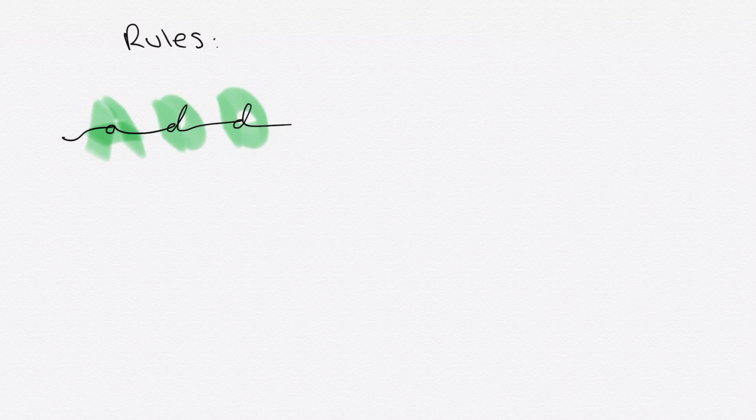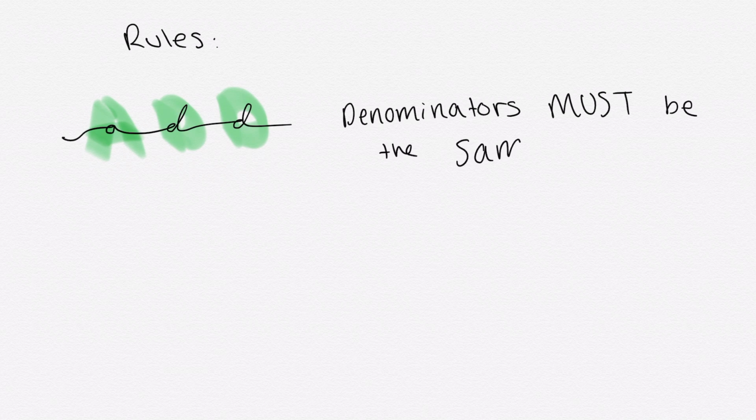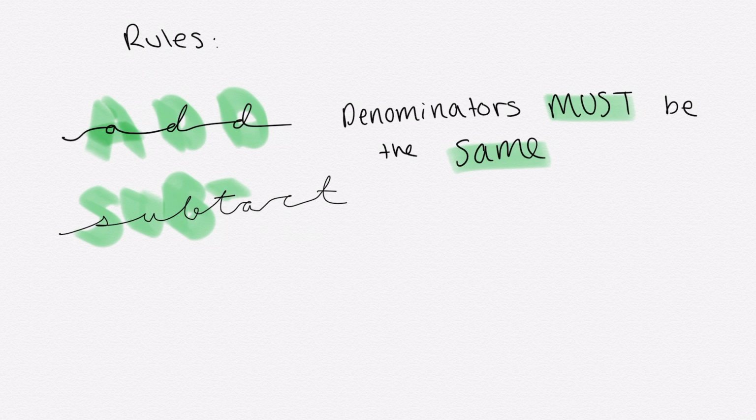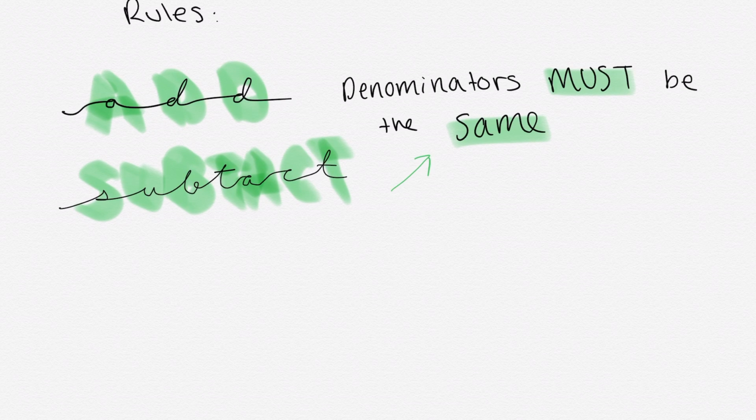When doing operations with fractions, there are a few rules that you have to follow, and these rules change depending on the type of operation. Firstly, when you're adding fractions together, the denominators must always be the same. And the same can be said for subtracting. When you're subtracting fractions, the denominators also must be the same. So you have to find the lowest common denominator, otherwise known as the LCD.